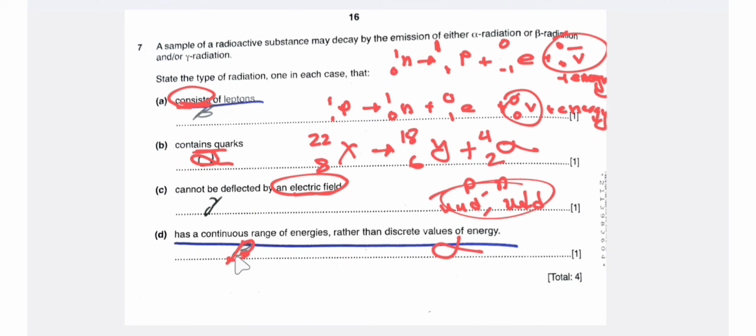And why do beta particles have a continuous range of energy? Because this energy is shared between this beta particle and this neutrino. Similarly, this energy is shared between the beta minus particle and the antineutrino. So since the energy is shared, they have a continuous range of energy, while alpha particles have a discrete amount of energy.